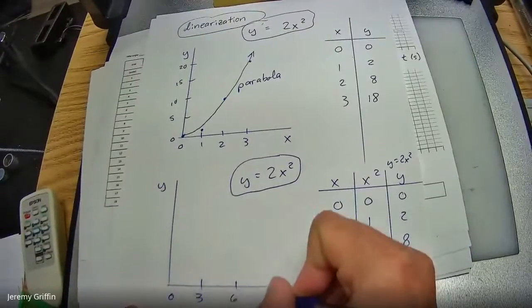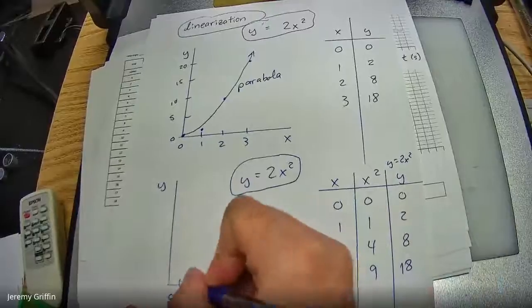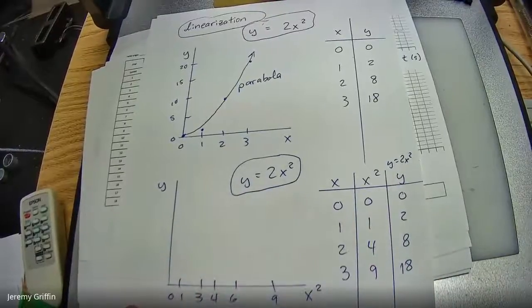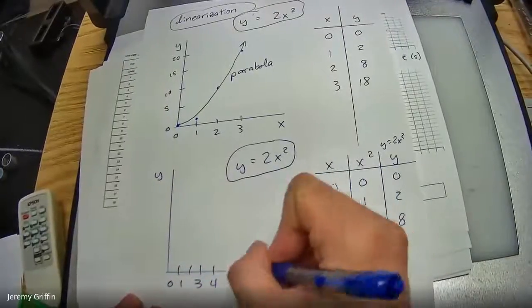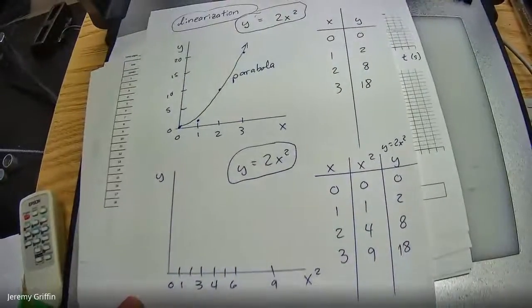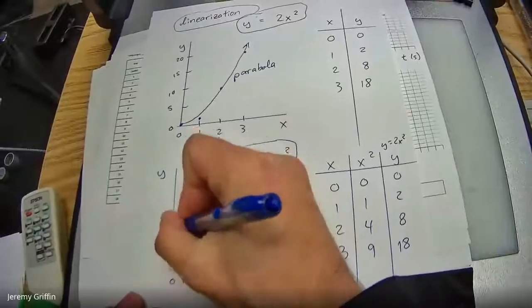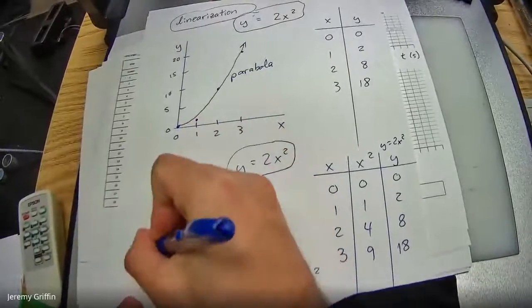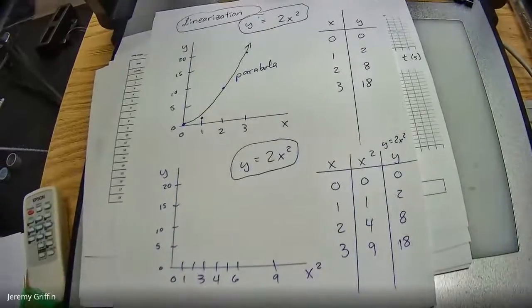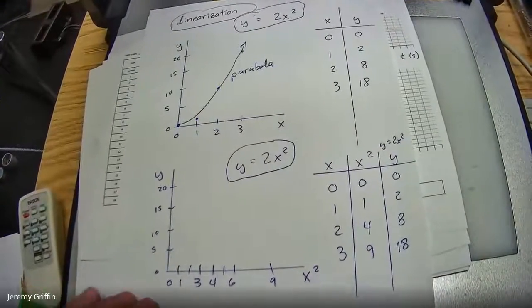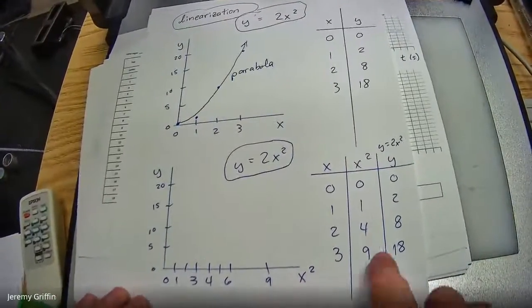0, 3, 6, 9, maybe something like that. Well, I really care about the points 1, 4, and 9, right? 0, 1, 4, 9. Okay, like that. 2, 5, okay. And then y, I better scale the same as I did before: 5, 10, 15, 20.